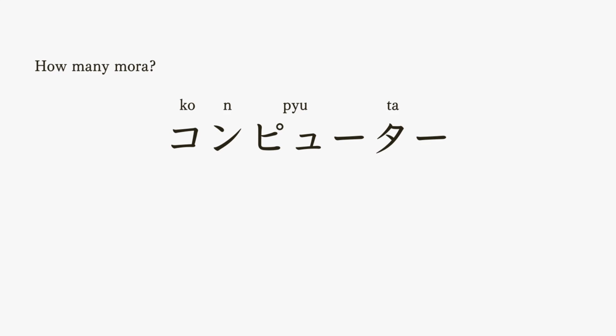And our last example is the word for computer, konpyūtā. Can you count the number of moras in this word accurately, even though I've just added a curveball? There are 6 mora. Ko, n, ta are 1 mora each, as is pyu, which is a yōon. The two sticks indicate long vowels and are therefore one mora each as well. So we have 1, 2, 3, 4, 5, 6 mora.